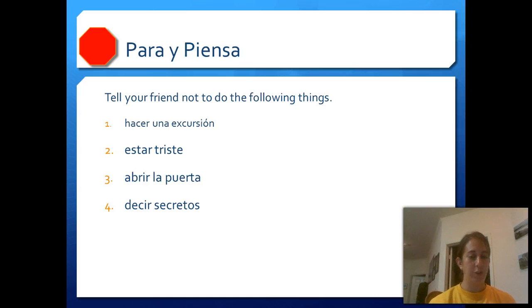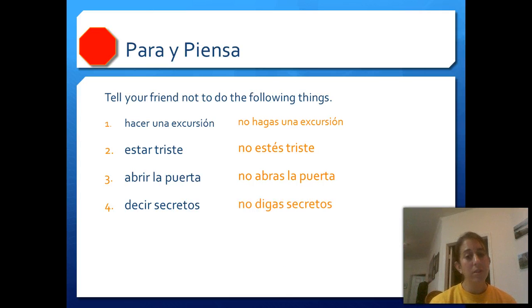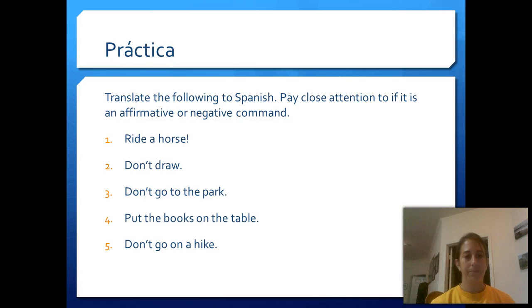Don't take a day trip. No hagas una excursión. Don't be sad. No estés triste. Don't open the door. No abras la puerta. And don't tell secrets. No digas secretos. All right, so if you struggled with those go-go and the yo-yo, this is your perfect time to get some more practice. All right, so last practice is with all of them combined.